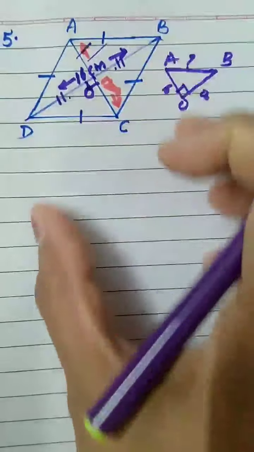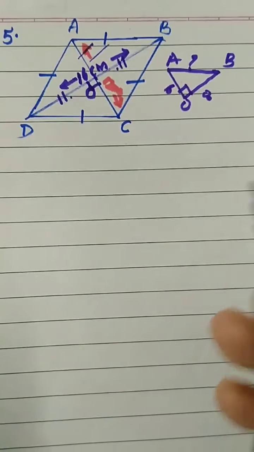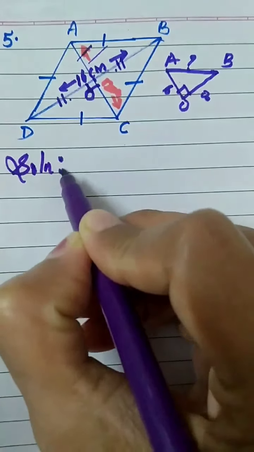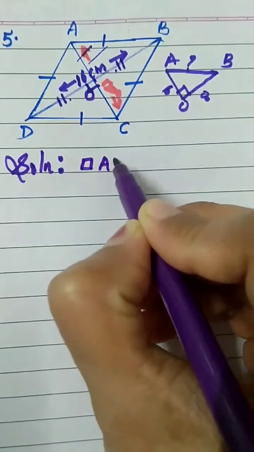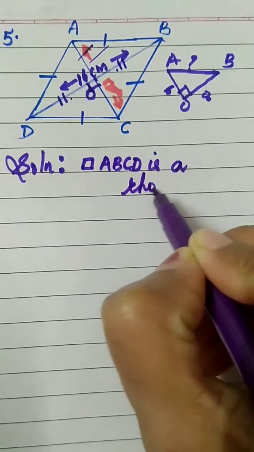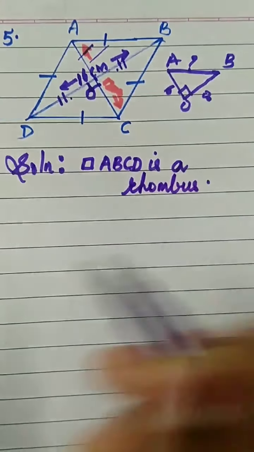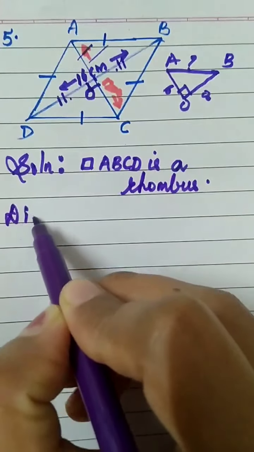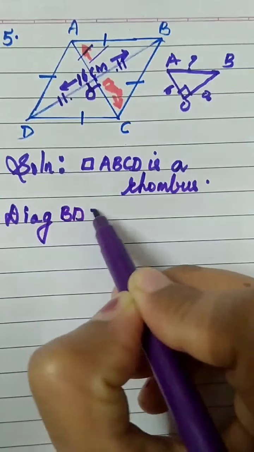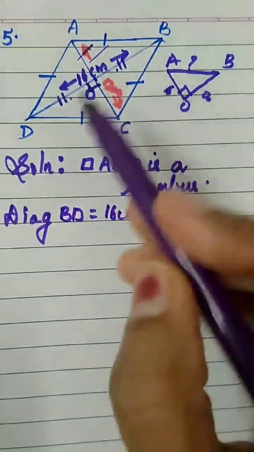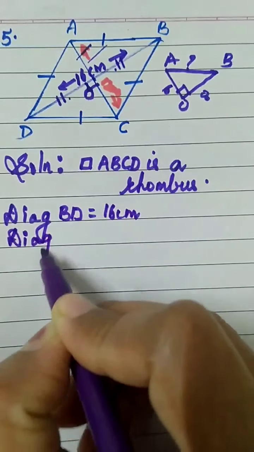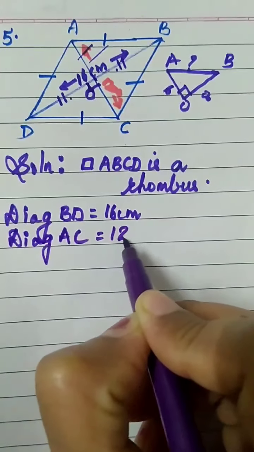Now, you have to write all these details in the solution. Okay, so let's start the solution. First, we will mention quadrilateral ABCD is a rhombus. Then mention the diagonals. We will start with BD. Diagonal BD is equal to 16 centimeter. BD is this one, 16 centimeter. Next diagonal: diagonal AC is equal to 12 centimeter.